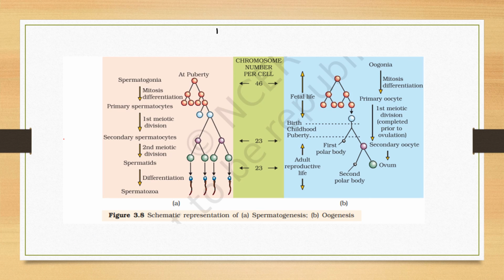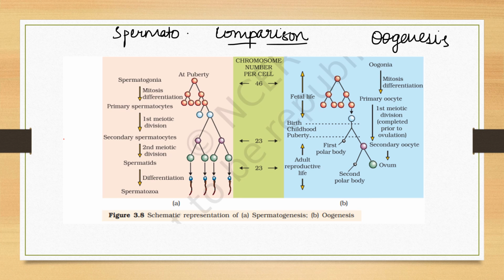Now this is your NCERT diagram giving the detailed comparison of spermatogenesis and oogenesis. To my left is the process of spermatogenesis, and to my right is the process of oogenesis. We can quickly see what happens in spermatogenesis at puberty. It occurs at puberty, whereas the oogenesis begins at the embryonic developmental stage.